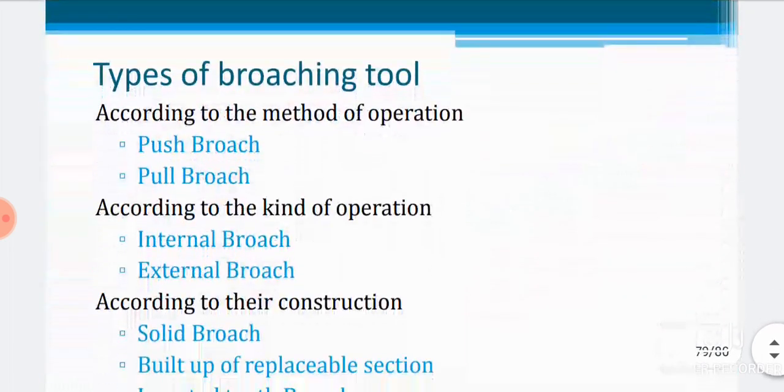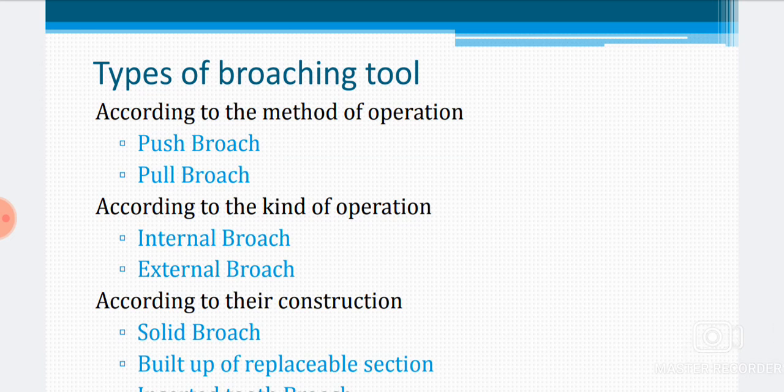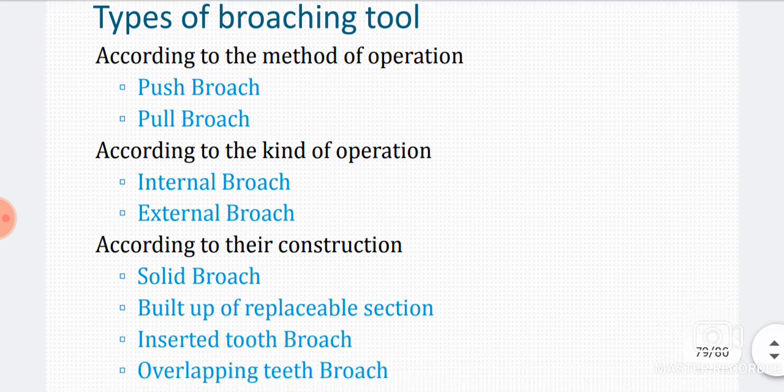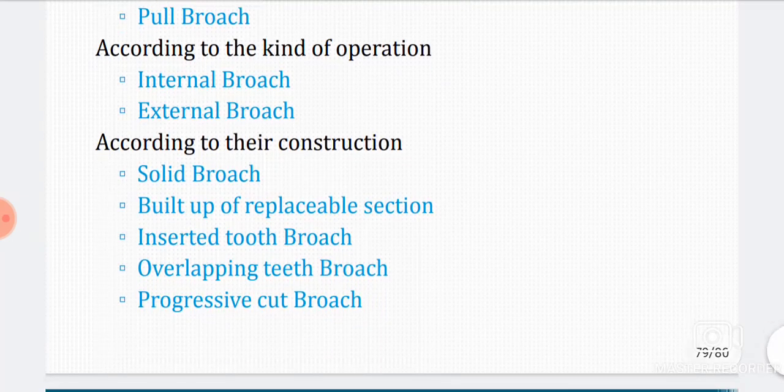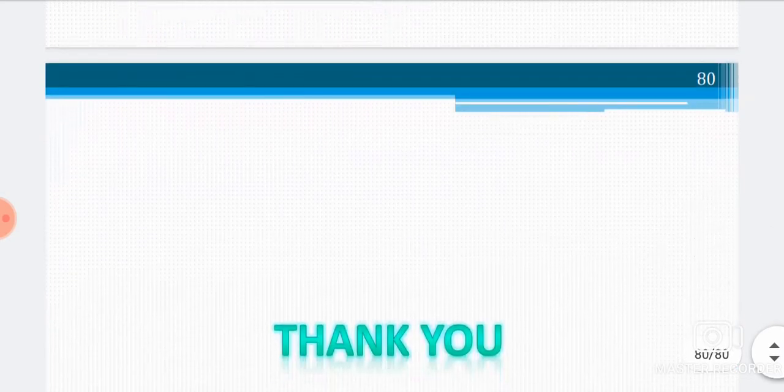These are the types of broaching tools. According to the method of operation: bush broach, pull broach. According to the kind of operation: internal broach, external broach. According to their construction: solid broach, built-up of replaceable sections, inserted tooth broach, overlapping teeth broach, progressive cut broach.